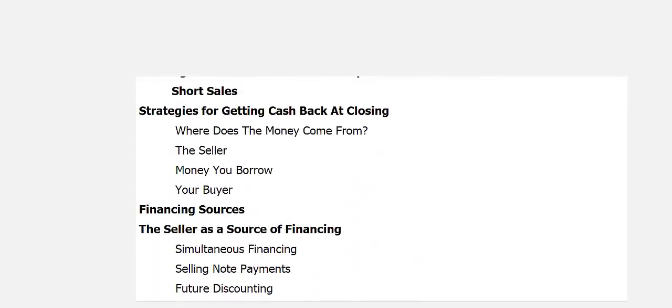Strategies for getting cash back at closing. Where does the money come from? Well, it comes from the seller and the money you borrow and your buyer. Financing sources. The seller as a source of financing. What is simultaneous financing? Selling note payments and future discounting.